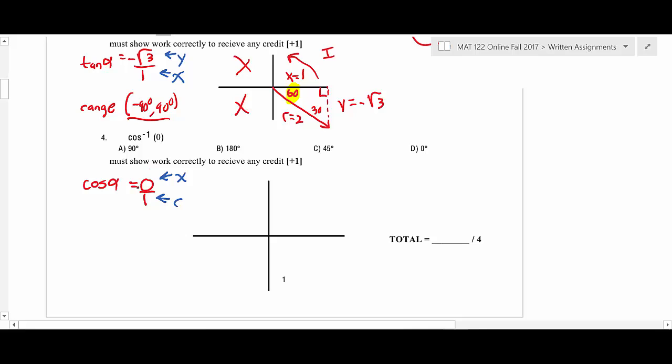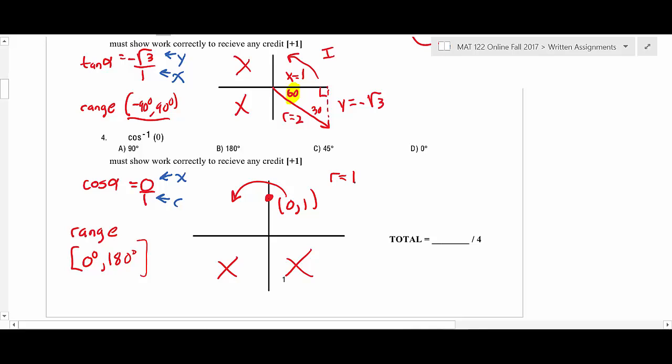So basically, you have to pay attention to the range again. The range of an inverse cosine in degrees is 0 degrees to 180 degrees. So that means you're going to have to be from there to there. You can't be down there. The only place that x is equal to 0 from here to here is right there. That would be at the point (0, 1) if you let r be 1, like in a unit circle. So that angle would then be 90 degrees. So that's the answer to the problem.